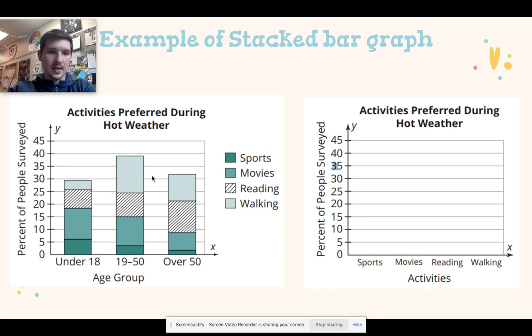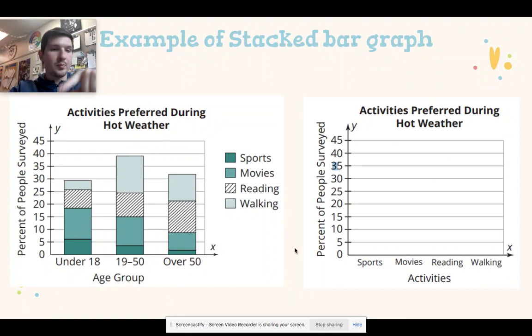So what this looks like is I already did the first one for you, and then you'll try one on your own. But here is looking at the idea of age group and percentage of people surveyed. If you look, I have under 18, between 19 and 50, and then over 50 for our age group as our x-axis. And then our y-axis is labeled as percent of people surveyed.